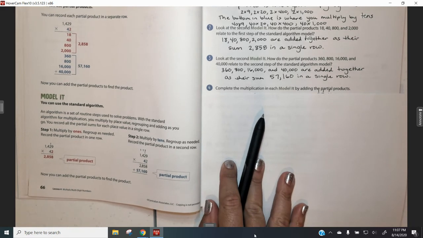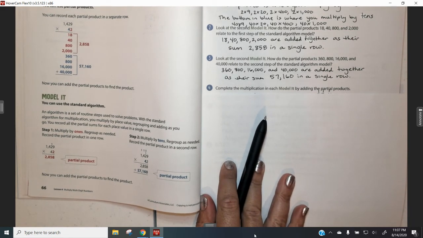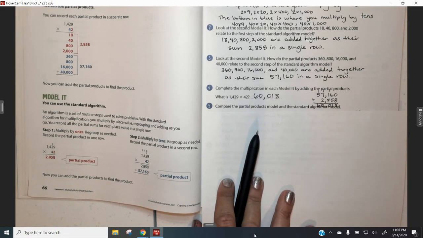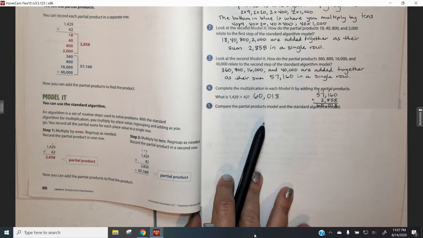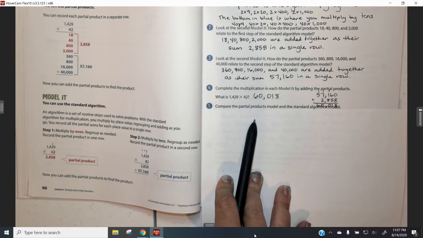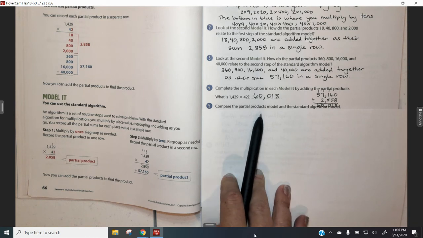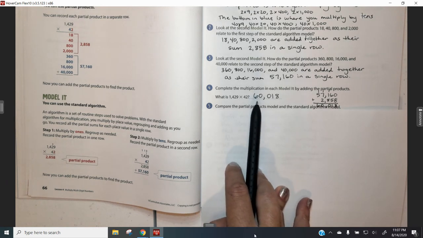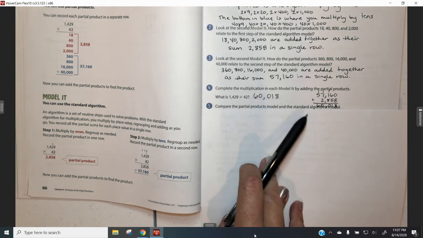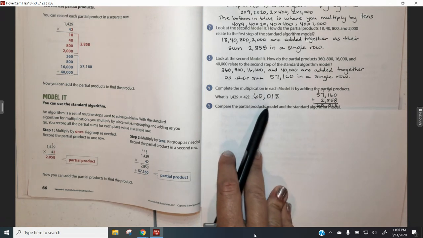Complete the multiplication in each modelet by adding the partial products. So I went ahead and just added together 57,160 plus 2,858. And the resulting product, or the addition sentence, and the final product is 60,018.